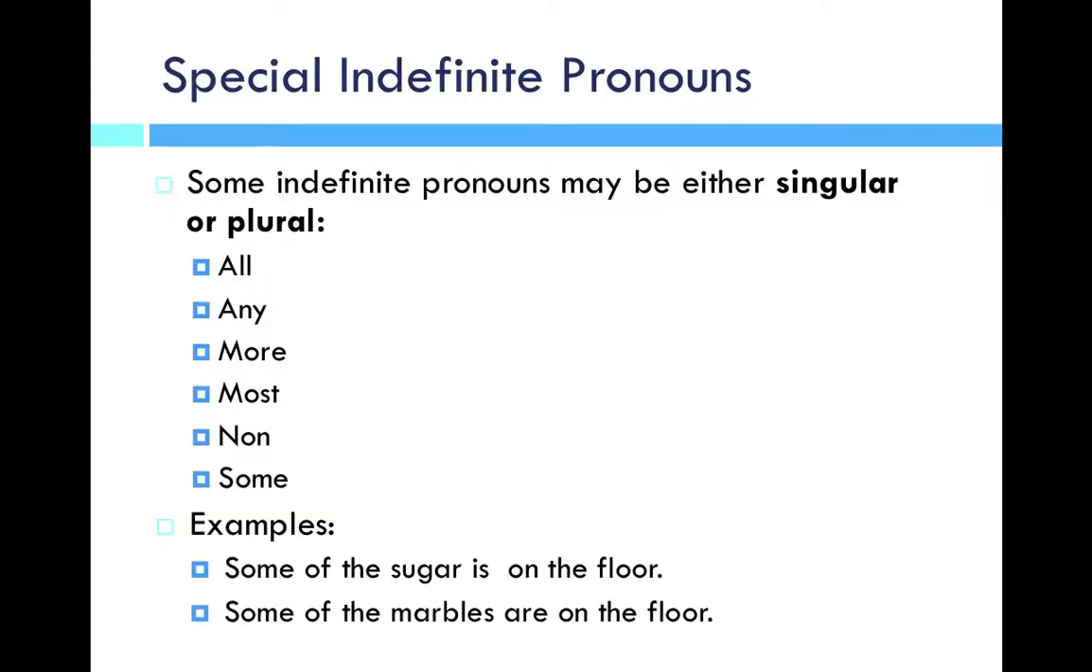Some indefinite pronouns may either be singular or plural. This includes words like all, any, more, most, none, or some. So for example, you can say some of the sugar is on the floor, which is singular, but it's also correct to say some of the marbles are on the floor, which is plural.